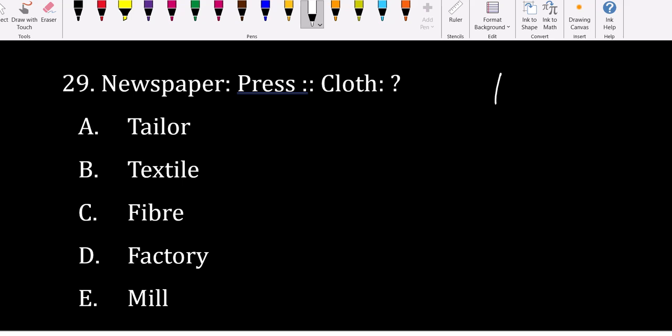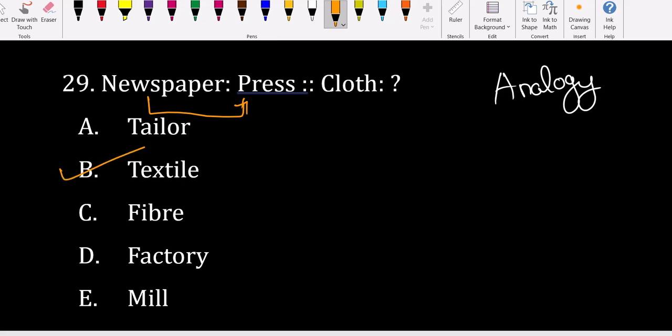Analogy related question with respect to words, letters, numbers, words. Newspaper, press. Okay, for cloth, textile. Some people are saying mill. Is it mill? No. Cloth is from textile. If it is cotton, then we have to think about mills and others. But this is regarding cloth, textile only.